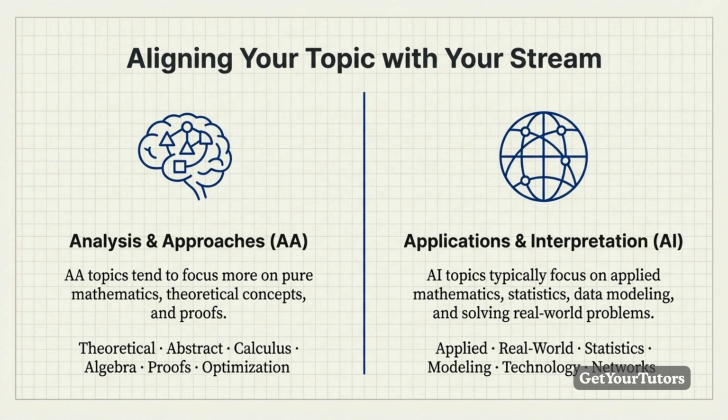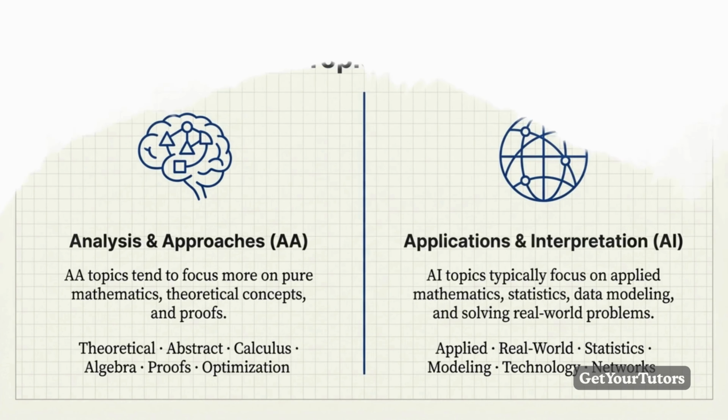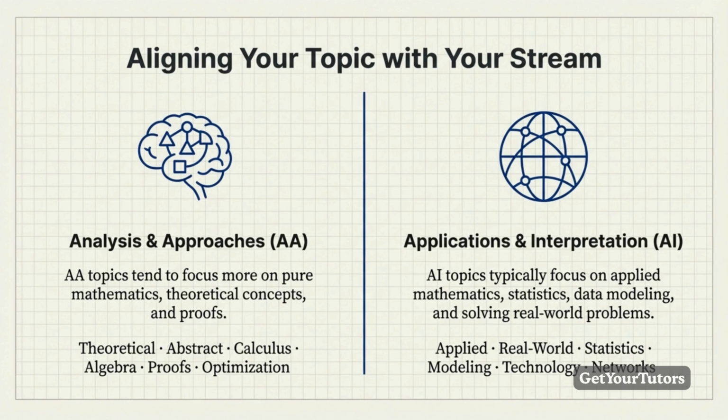On the other hand, you have applications and interpretation, or AI. These topics are all about applied mathematics. If you're the person who wants to take a huge data set, build a model, use technology to make a prediction, or solve a real-world problem, that's you. You're AI. So we're talking statistics, networks, financial modeling, really data-heavy stuff.